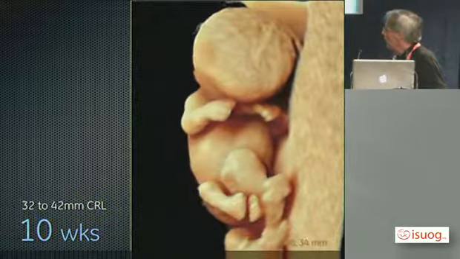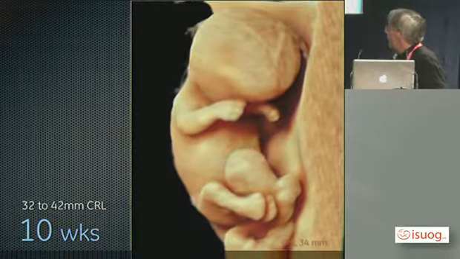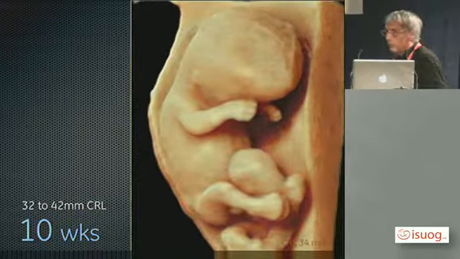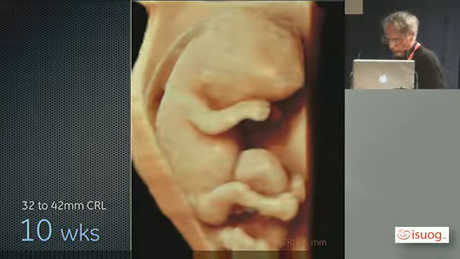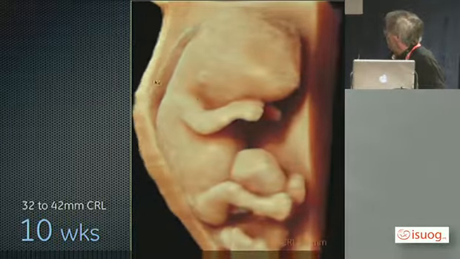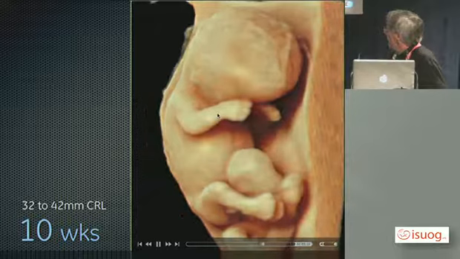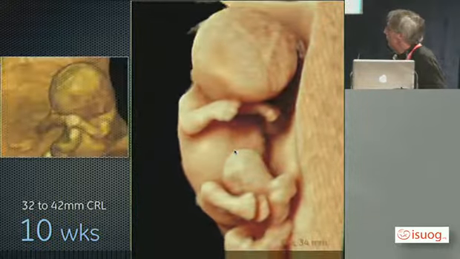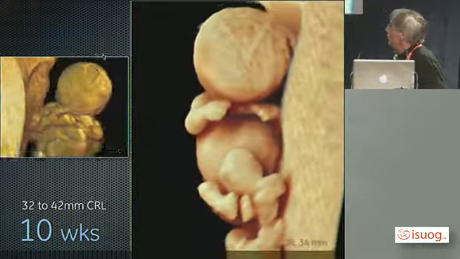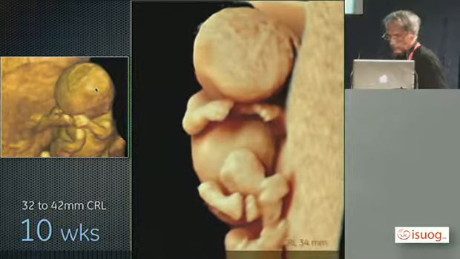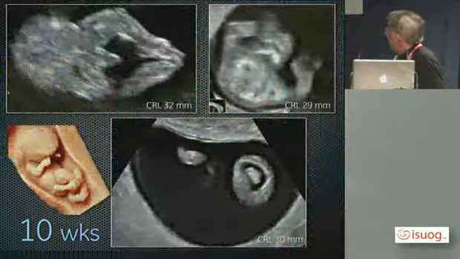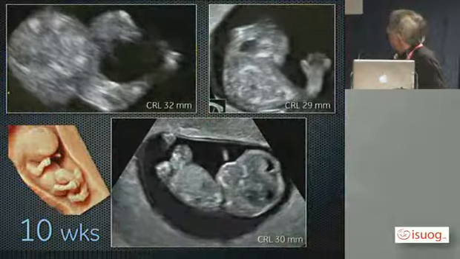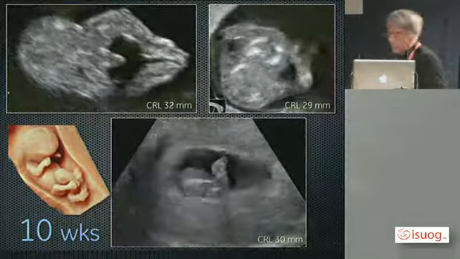10 weeks. So 10 weeks now, it's the end of the embryonic part. And now the embryo is no more an embryo, it's a fetus. We can clearly see the ear, the hands, fingers. This is a top view of the head with a fontanelle. The legs, hands, and the mid-sagittal view.